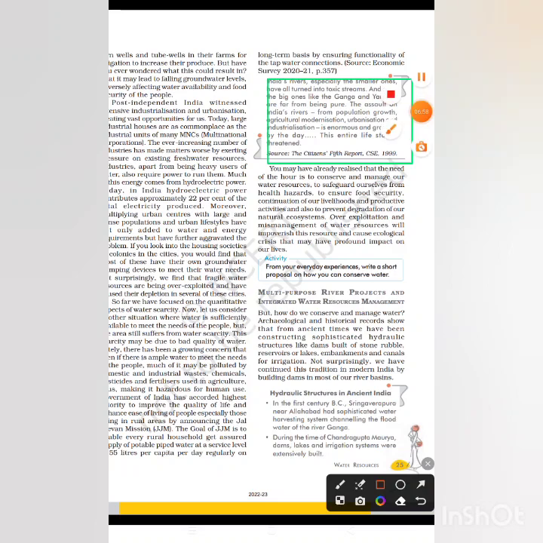India's rivers, especially the smaller ones, have all turned into toxic streams, and even the big ones like the Ganga and the Yamuna are far from being pure. The assault on Indian rivers, from population growth, agricultural modernization, urbanization, and industrialization, is enormous and growing day by day. This entire life stands threatened.